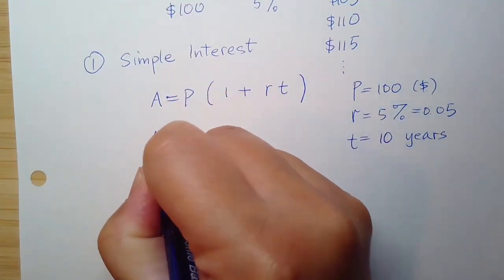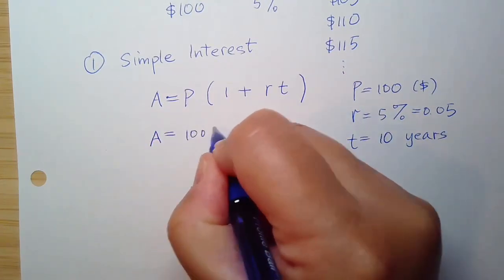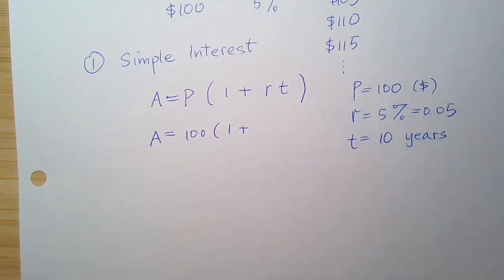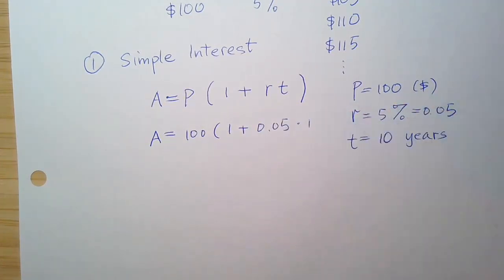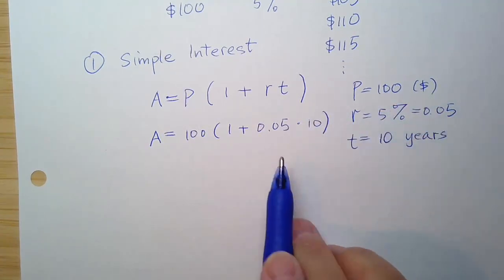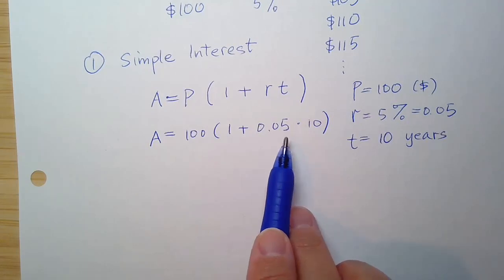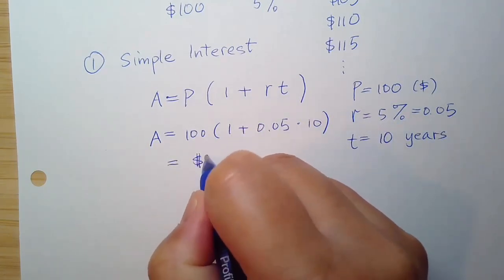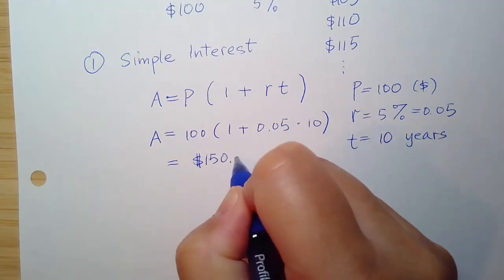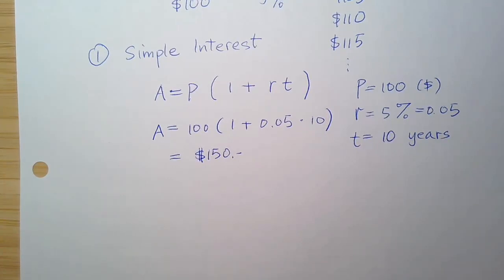So we have A equals P, which is 100, times 1 plus R, which is 0.05 times 10, and then close. So 0.05 times 10 is 0.5, and 1 plus 0.5 is 1.5. So after 10 years, you are going to get $150. So this is simple interest. Now the next one is better.